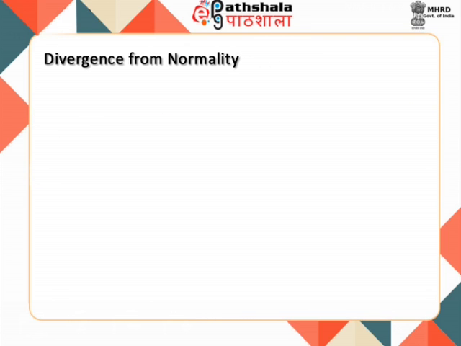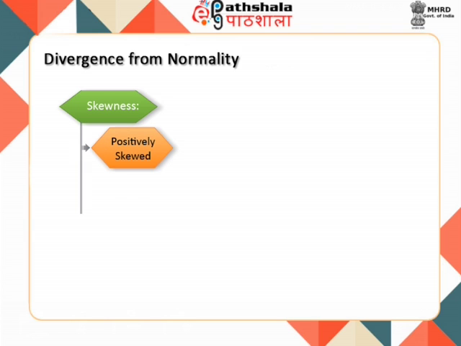Divergence from normality occurs in two forms. First is skewness. It represents lack of symmetry in a distribution. The presence of relatively extreme scores at the high end of the distribution makes it positively skewed. A distribution is said to be skewed negatively when extreme scores are present at the low end of the distribution.